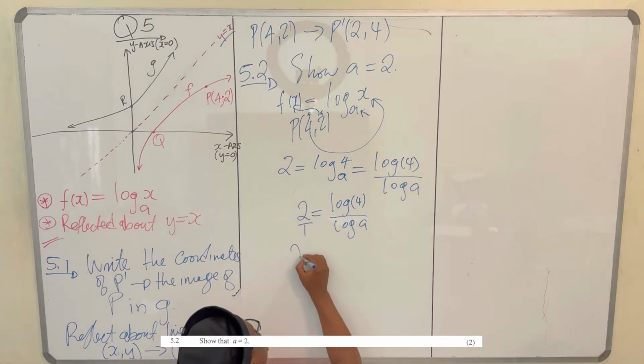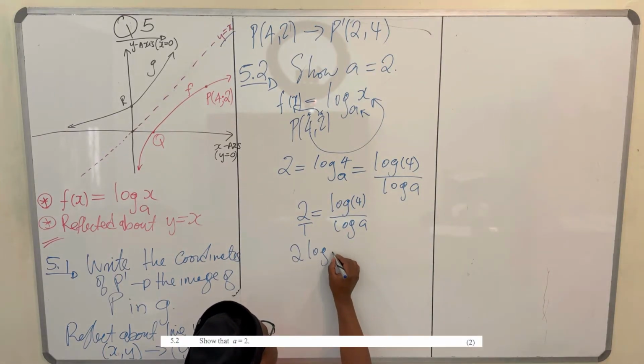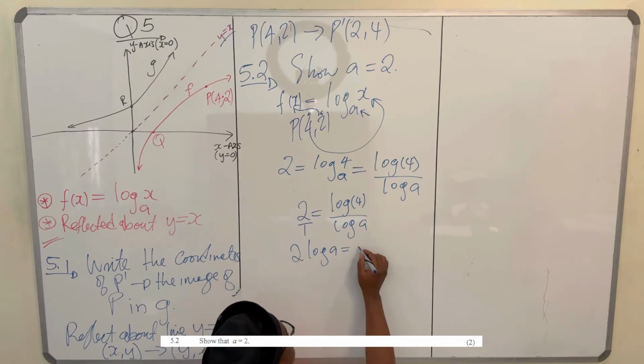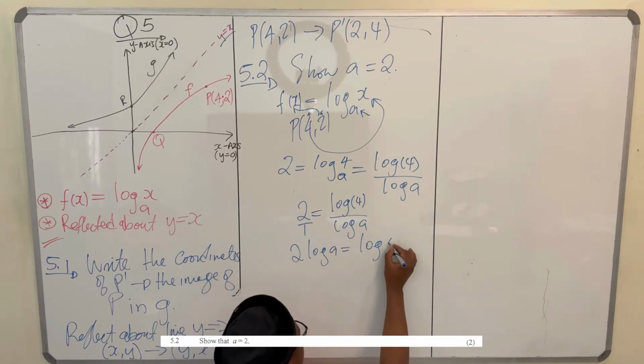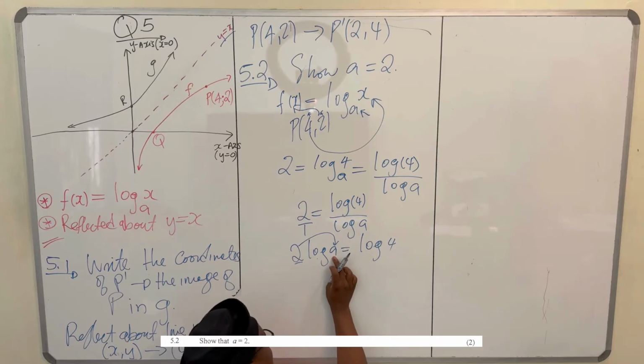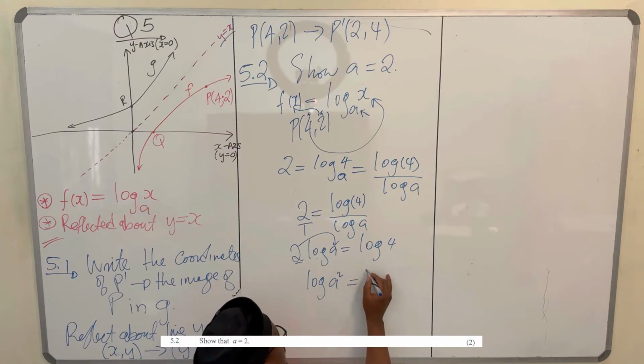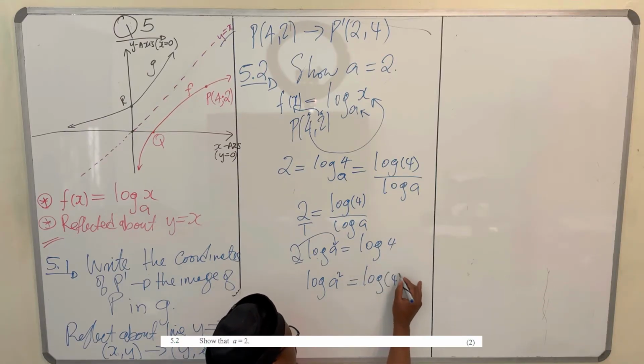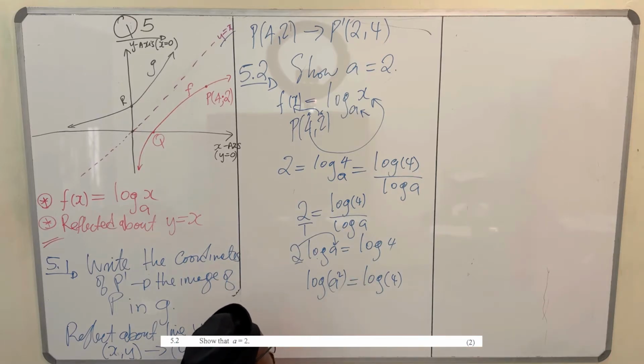Then you cross multiply over 1. This times this is 2 log a, which is equal to log 4. So if you have something multiplying a log, this thing was originally the exponent. So you take it back to where it's coming from. So this is log a squared is equal to log 4.